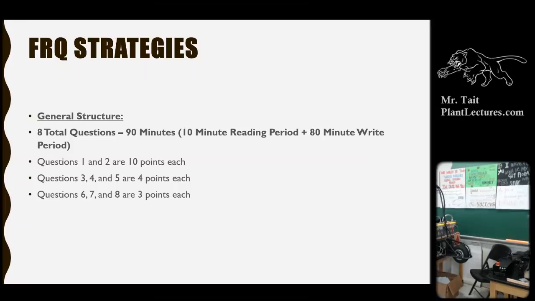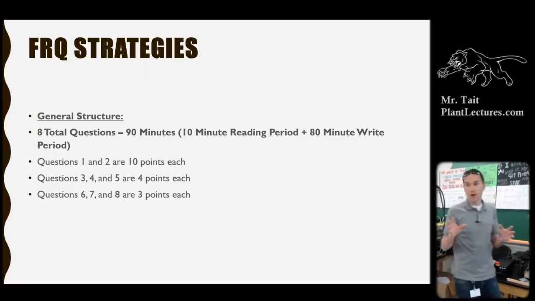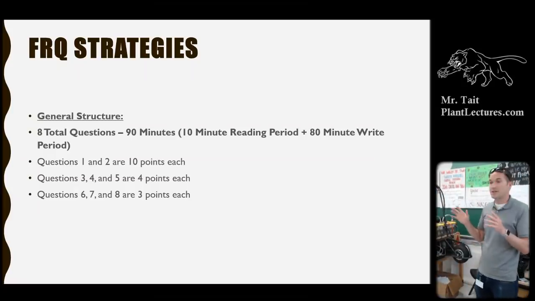Okay. Questions 1 and 2 are going to be worth 10 points each. Questions 3, 4, and 5 are worth 4 points. 6, 7, and 8 are worth 3 points, right? So what this means is, if you're paying attention, 6, 7, and 8 are worth 9 points combined. And question 1 and 2 are worth 10 points each. So if you're spending an equal amount of time on each question, you are doing it wrong. Do not do that because that is really going to screw you over, right?